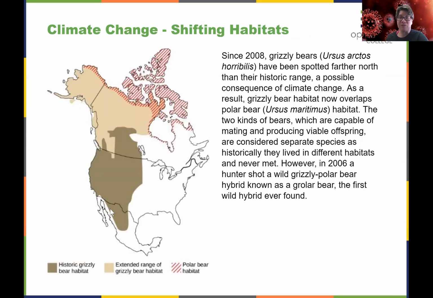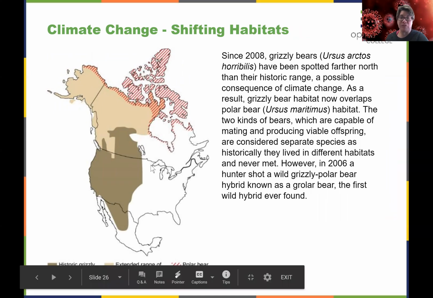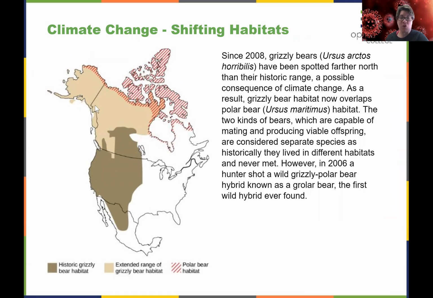And then we can also see changes in habitats due to climate change. And so the dark brown in this map is where grizzly bears used to live. And then you can kind of see their extended range and then the polar bear habitat. And now their range is getting much smaller. And you can see that there was some overlap up there.